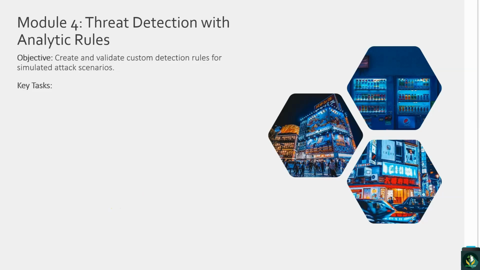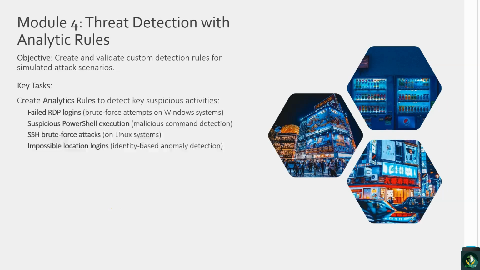We will focus on 4 key attack scenarios. The first one is failed RDP logins. These are brute force attempts on Windows systems. Monitoring repeated failed logins helps detect attempts to gain unauthorized access. Second, suspicious PowerShell execution. Attackers often use PowerShell for malicious activity. Detecting unusual or unauthorized scripts running on endpoints can help stop attacks early.